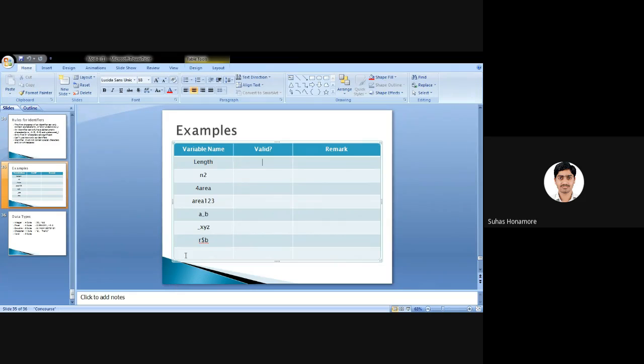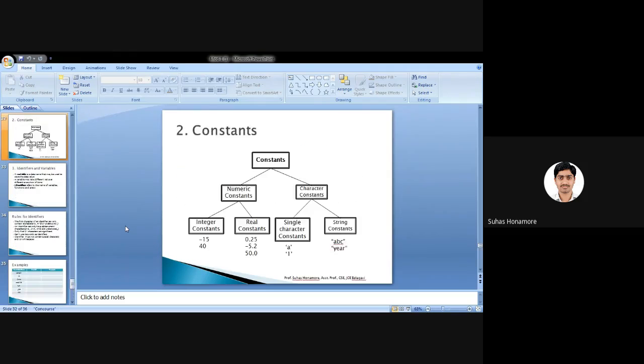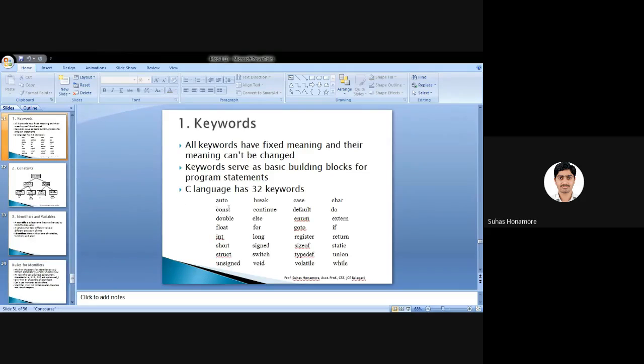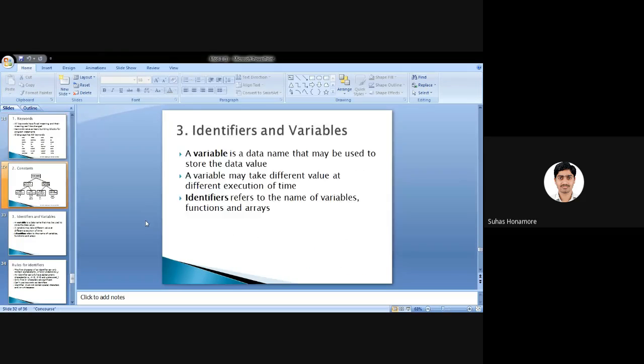Whatever may be the reason, whatever you answer, no problem. Just say why invalid, or if it is valid, why valid. It may be a keyword, sir. Maybe. No, it's not a keyword. Actually, length is not a keyword. For that you have to remember these things also, the 32 keywords. Here they are written in alphabetical order, A to almost Z. Under L, only long is there. So we don't have a keyword called length. It's not a keyword.